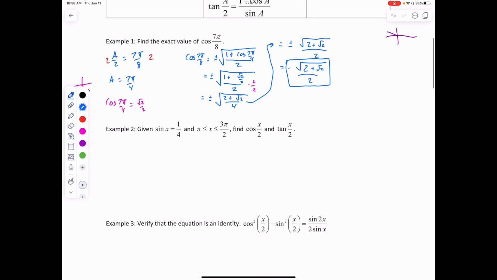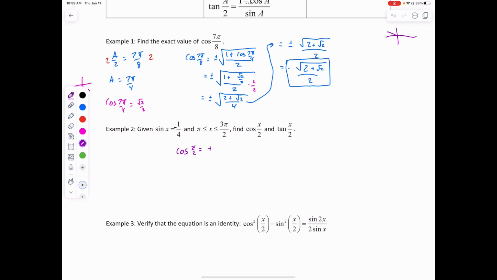In this next example, we're going to do something similar. We know that the sine of x is negative 1/4. It needs to be negative because the problem is also telling us that we're in the third quadrant. We want to find the cosine and the tangent of x over 2. Let's start going through it and see what information we need. Let's say we're trying to find the cosine of x over 2. According to this problem, that should be what?